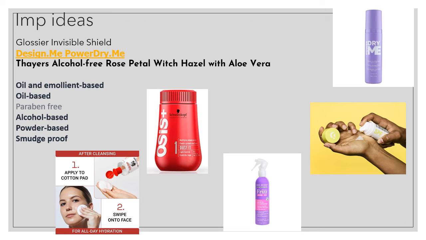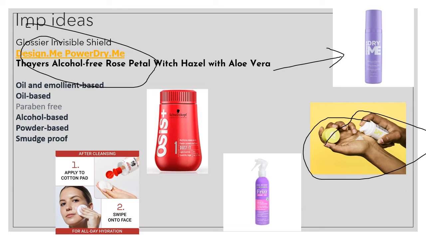This is a design me, powder me, dry me. This is a very important formulation: design me, dry me, powder me. Again, you apply it, it automatically gets dried and there's no gritty appearance. There is a very smooth look. There's no roughness. Glossier invisible shields. These are the liquid makeup powders. There are so many semi-solid powders, and there are shields available for your makeup protection.